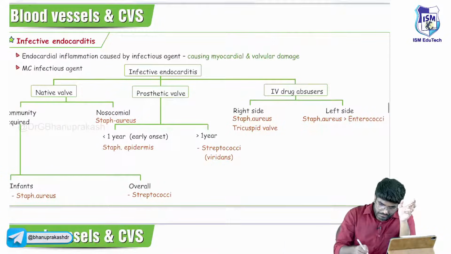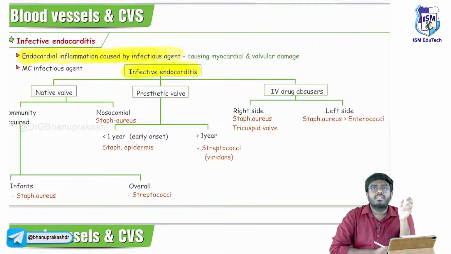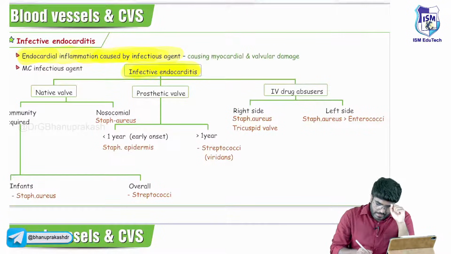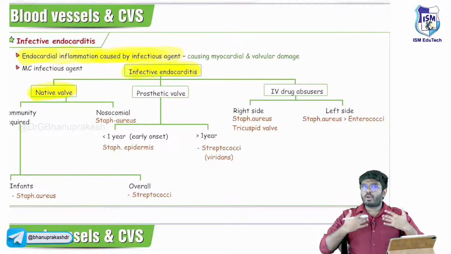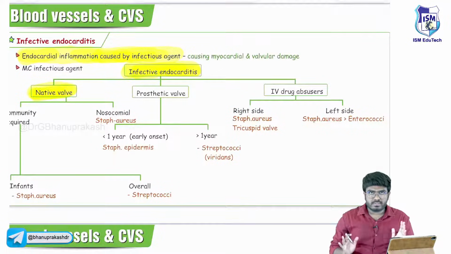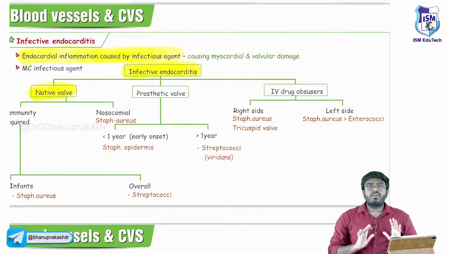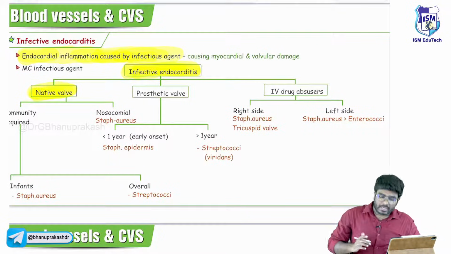Now, because of some infective agent, there is endocarditis. So that's what is infective endocarditis. So now let's begin. It's the endocardial inflammation caused by an infectious agent. Now, what is the most common infectious agent? It's different in different conditions. In native valves, imagine I'm the person who is having normal valves, not the prosthetic valves, normal heart valves. So, what is the most common cause of infective endocarditis?